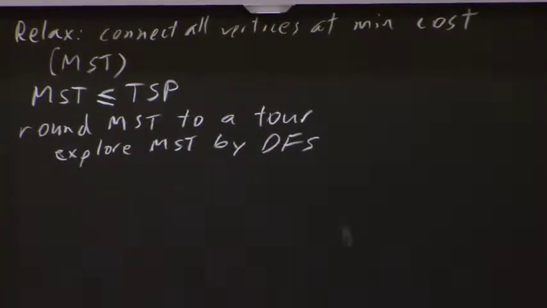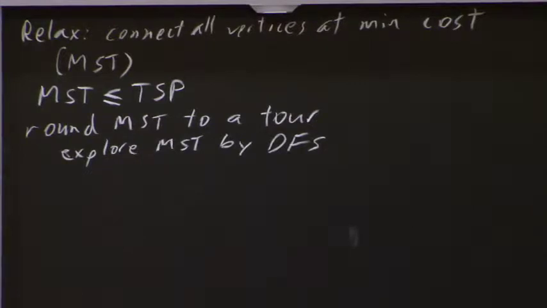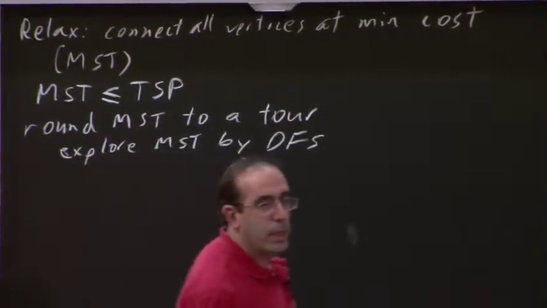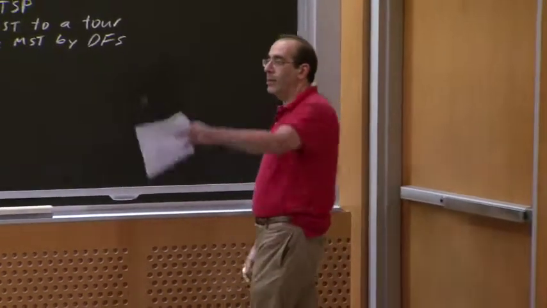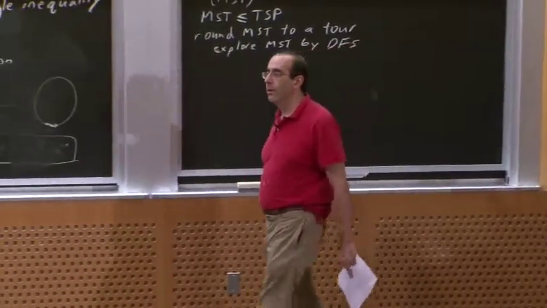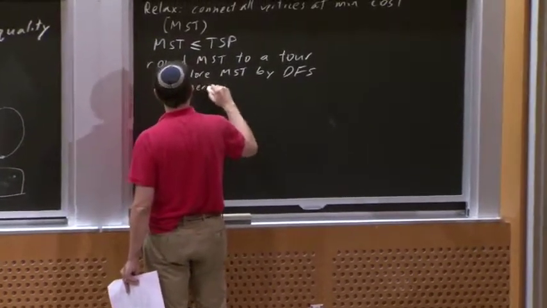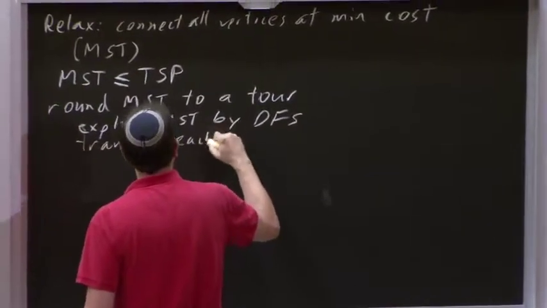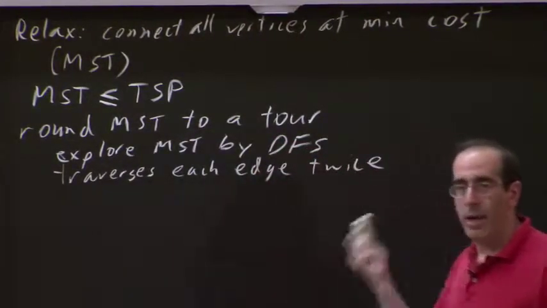Right? So what can I say about the cost? If I'm going to use a depth first search to navigate this tree, how does the cost of that depth first search compare to the cost of my tree? Yes? Well, you're going over each edge at most 2 times. Exactly. So this traverses each edge twice. It's actually exactly twice. Right? I go down and then up.